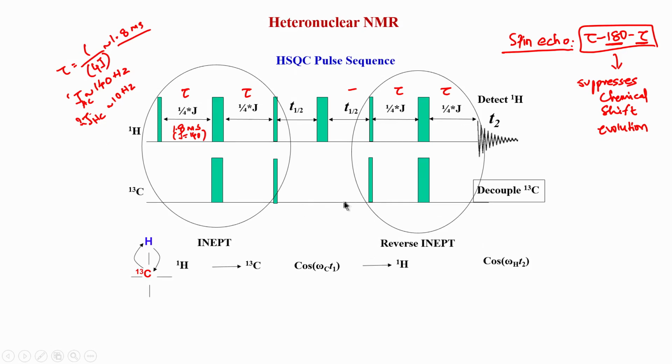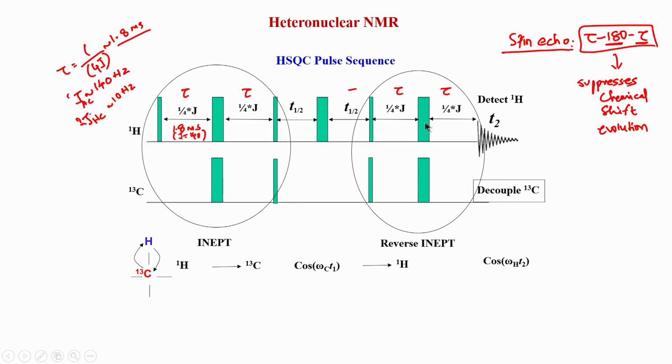The carbon magnetization which was in the x or y plane is taken to the z axis by this pulse, and the proton which was along the z axis now comes back to the x or y plane. So, you see this is exactly the reverse of this step. So, we use the word reverse INEPT, but otherwise both are INEPT; they are polarization transfer sequences, transferring magnetization from one spin to another. The function of the first is to go from proton to carbon, and here it is back to proton.